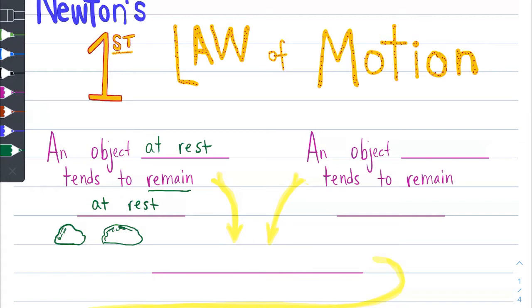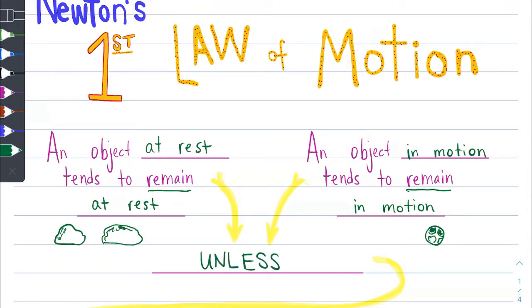He also noticed that an object that's in motion tends to remain in motion. So if you think about this, if you were to kick a soccer ball, that soccer ball just keeps on rolling along and rolling along and rolling along. Unless, yep, that's right, because it doesn't go on forever, does it? You all know that. You've probably witnessed that.